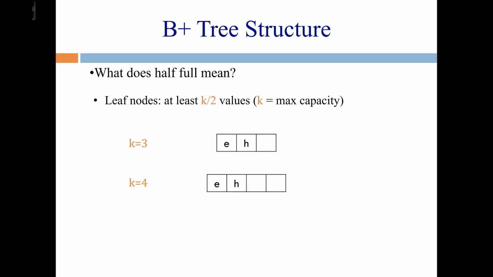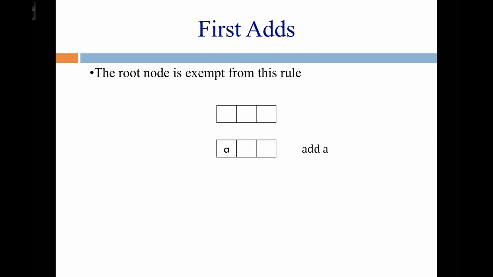So how do we enforce this 50% full rule when adding and removing things from the tree? Let's start with add, since it's easier. You always have to start somewhere, so there's going to be an empty tree at some point before you've added the first item, and that's why the root node is exempt from this rule. So we'll start with an empty root node. It's obviously less than half full, and then after adding the first item, we put it into the root node, and it's only 1/3 full, but it's okay since it's the root.